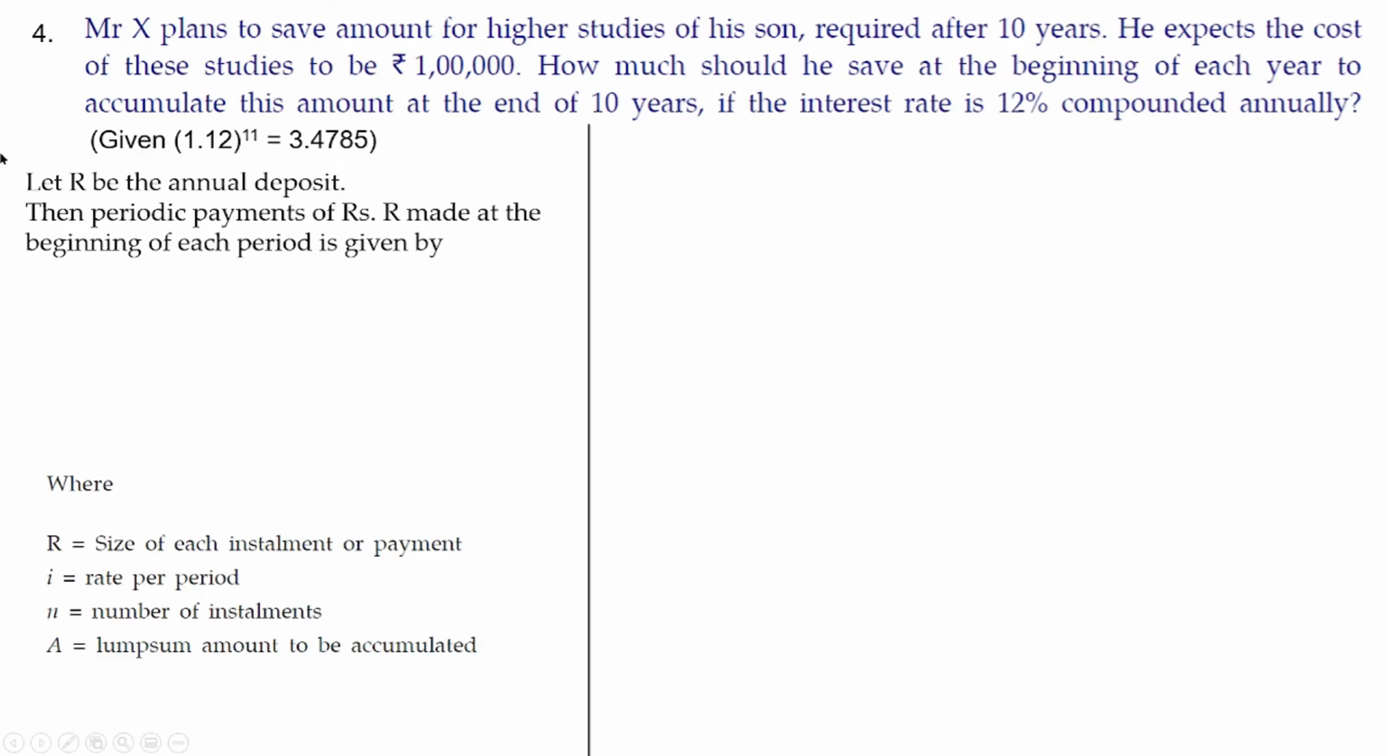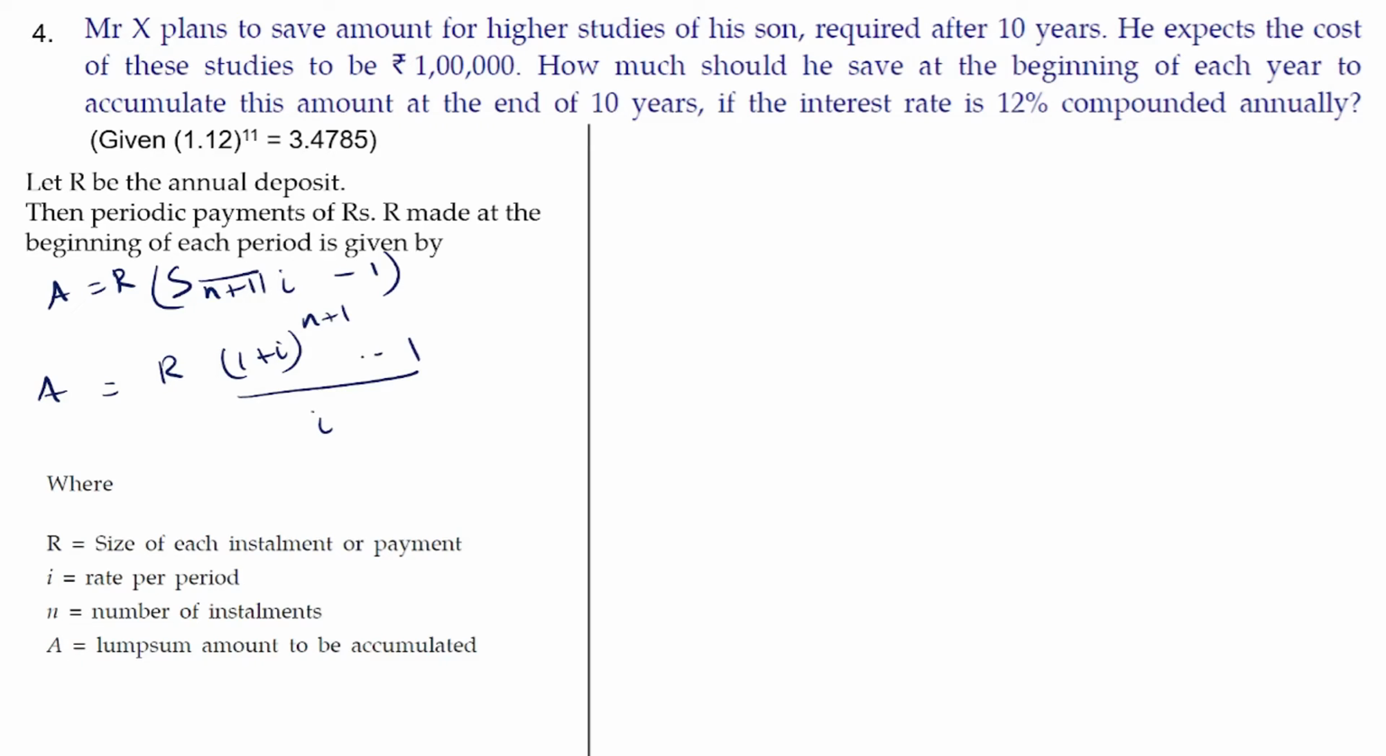So here let R be the annual deposit, then the periodic payments of rupees R are paid at the beginning of each period. It is given by the relation A is equal to R into S angle n plus 1 at rate I per period, minus 1. Or A is equal to R into (1 plus I) the whole raised to n plus 1 minus 1 upon I, minus 1. This is the formula when the periodic payments are made at the beginning of each period.